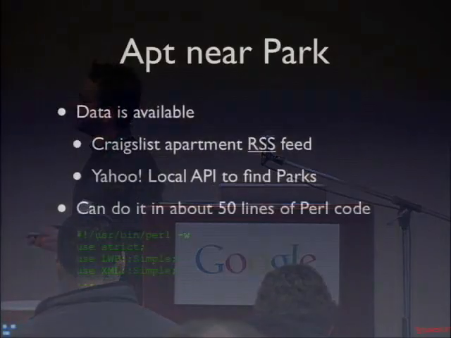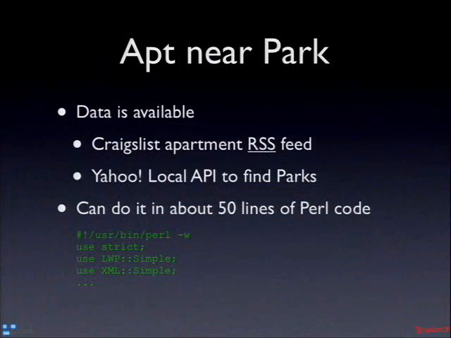Technically, it's possible because Craigslist has an RSS apartment feed for any of their searches, and you can use a service like Yahoo Local to search for parks within a certain geographic region. And I could actually write a little Perl script to mash up the two data sets together and solve this problem. It took me about an hour or two to write and debug that script, and I had it going.